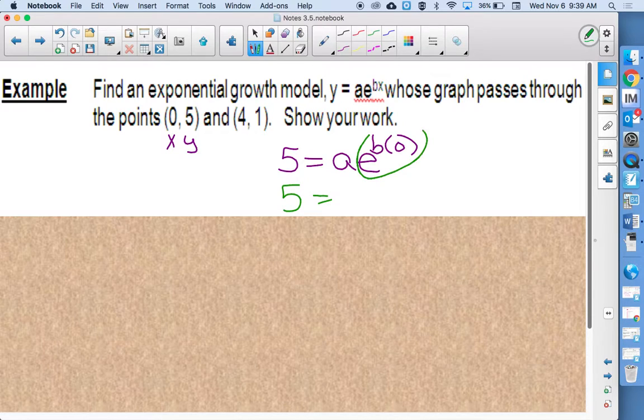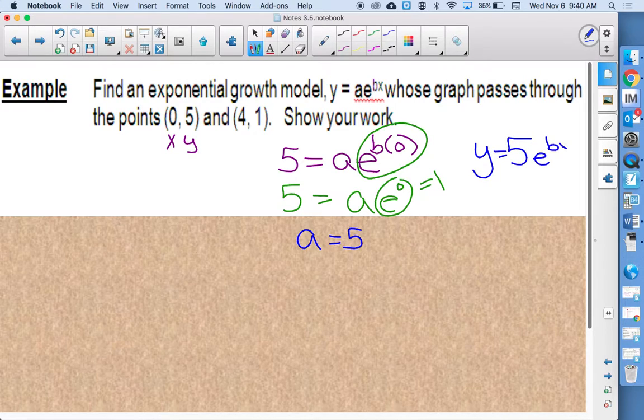What happens when you have e to the b times 0? Emma, what happens then? It becomes 1. Because e to the 0 power is just 1. So now I know my a value is 5. So I know the coefficient that goes along with my base of e. So now I know it's 5e to the bx. I at least have the a part. So that number in front actually represents the y-intercept of the graph.